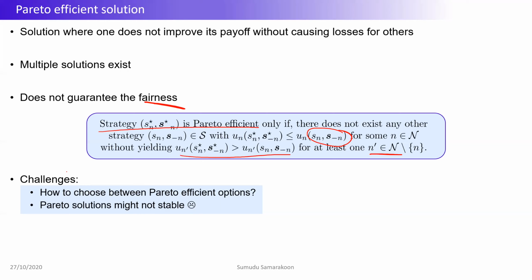What are the challenges in this Pareto efficient solution? Since there can be multiple solutions, which solution do we have to pick? That is a challenge: how to pick a certain Pareto efficient solution. The other challenge is that a Pareto efficient solution might not be stable, because there will be certain strategies that allow certain users to improve their reward by actions that could lose the payoff of the others.